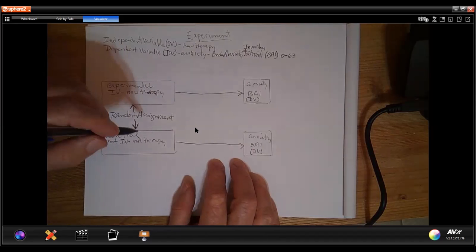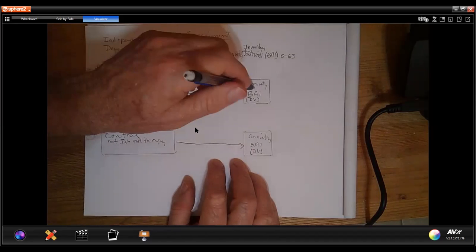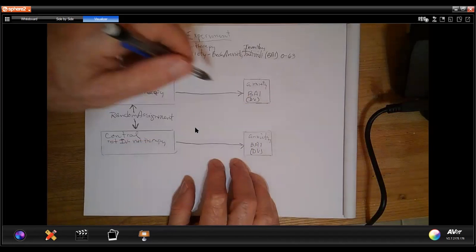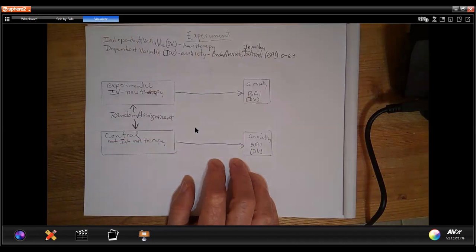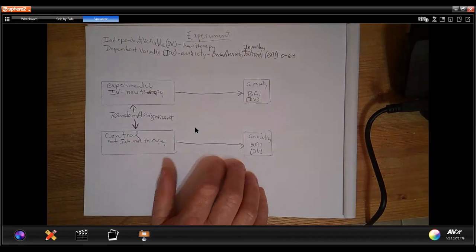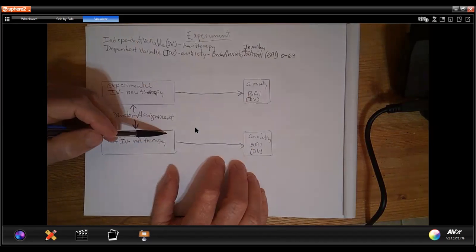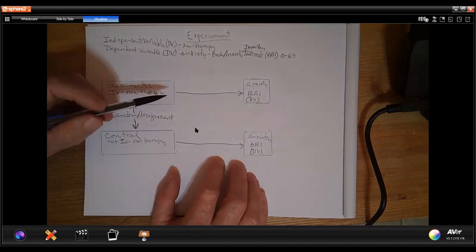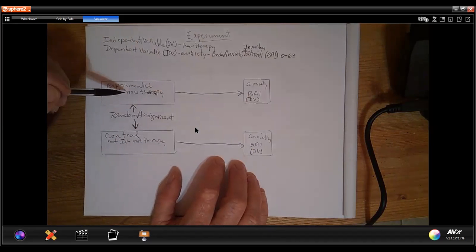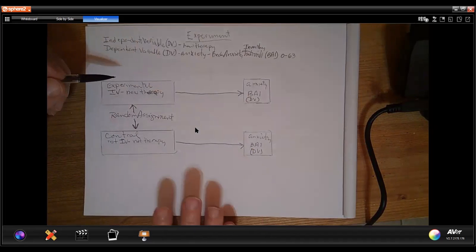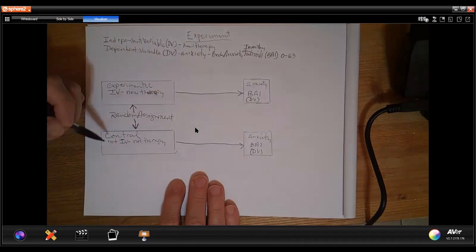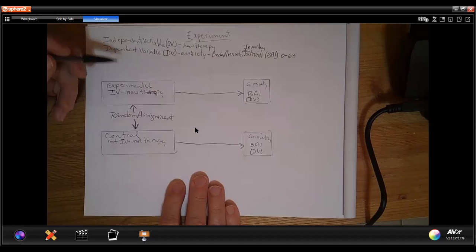This group gets the therapy, that one doesn't. So results are obviously due to the therapy, right? Oh, wait a minute. There's something else that might influence the result. Remember, everything has to be the same in both groups, except for one group gets the therapy and the other doesn't. You say, well, that looks pretty much the same. But guess what? The experimental group is getting something. The control group is getting nothing.